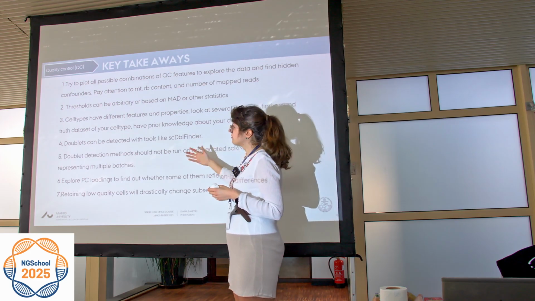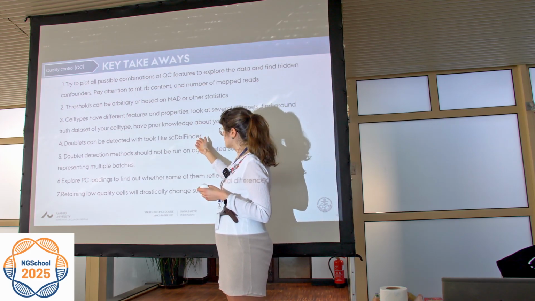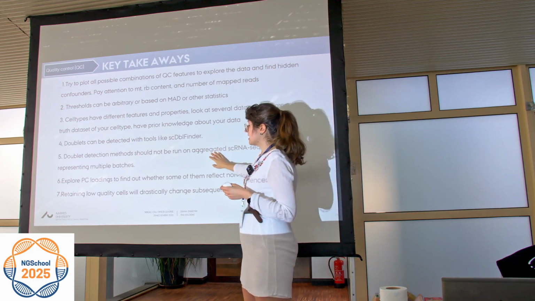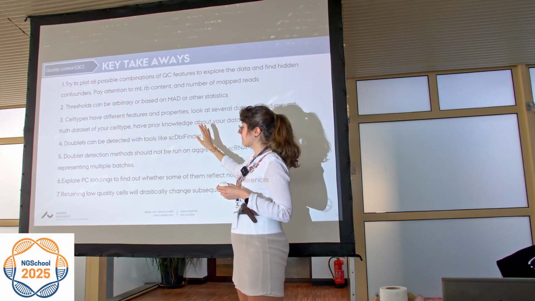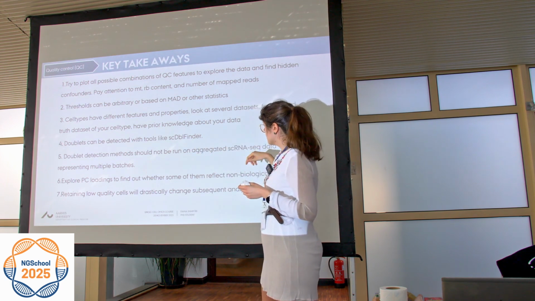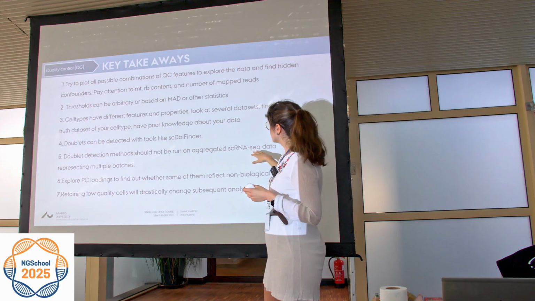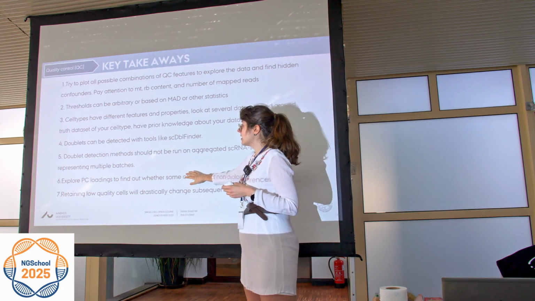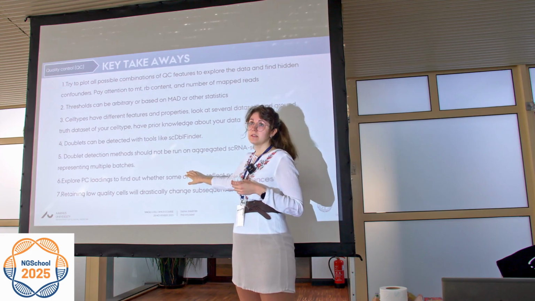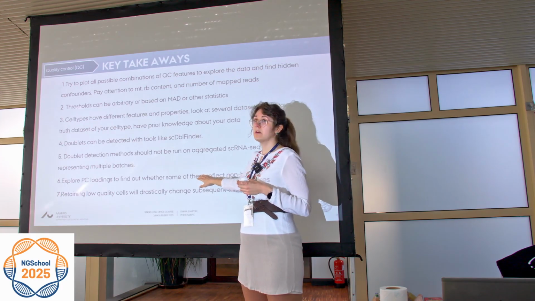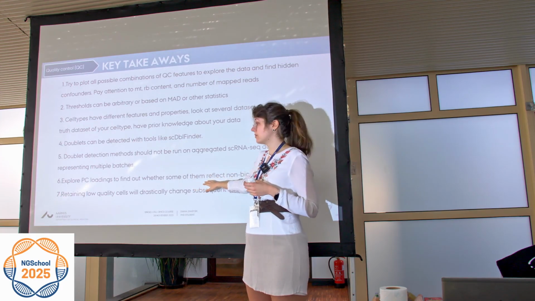Yes, we need to think about doublets and how we detect them, but we need to do it consciously. Doublet detection methods learn a model of doublets on individual data sets, so you don't need to use them on aggregated data. Then try to always do PCA analysis and explore PCs and loadings on PCs, so you find hidden confounders in your data.